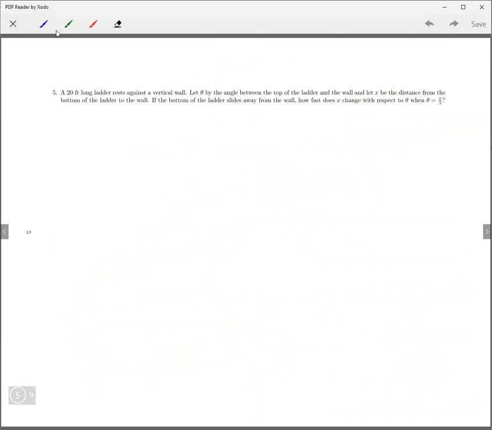Sure. Okay, number 5. A 20-foot long ladder rests along a vertical wall. Let theta be the angle between the top of the ladder and the wall, and x be the distance from the bottom of the ladder to the wall. Let's draw a picture of that first. We have the ground here, and then we have this wall here, and then we have this ladder. Theta is the angle between the top of the ladder and the wall, so theta is going to be this angle here. X is the distance from the bottom of the ladder to the wall, so that's going to be x right there.